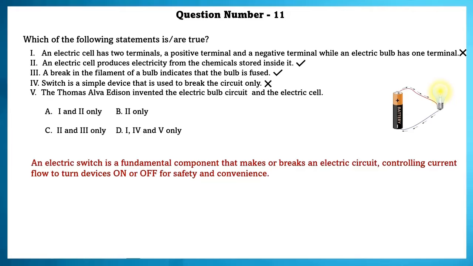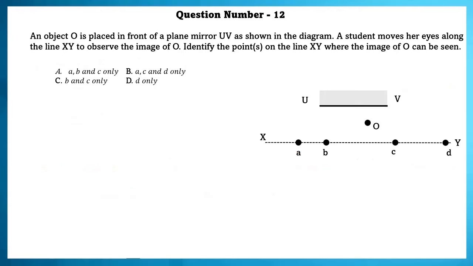Fifth one, Thomas Alva Edison invented the electric bulb circuit and the electrical cell. Thomas Alva Edison invented an electric bulb, not the electric cell. So, the fifth one is also false. Question number 12. An object O is placed in front of a mirror UV as shown in the given diagram. A student moves her eyes along the line XY to observe the image of O. Identify the points on the line XY where the image of O can be seen.